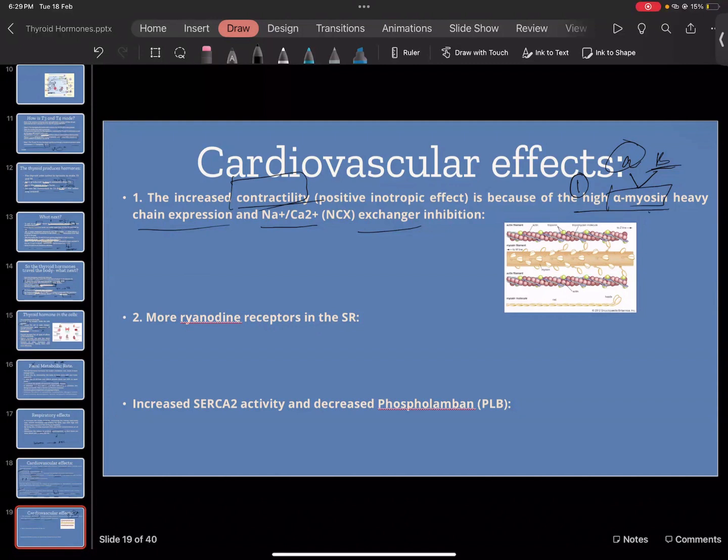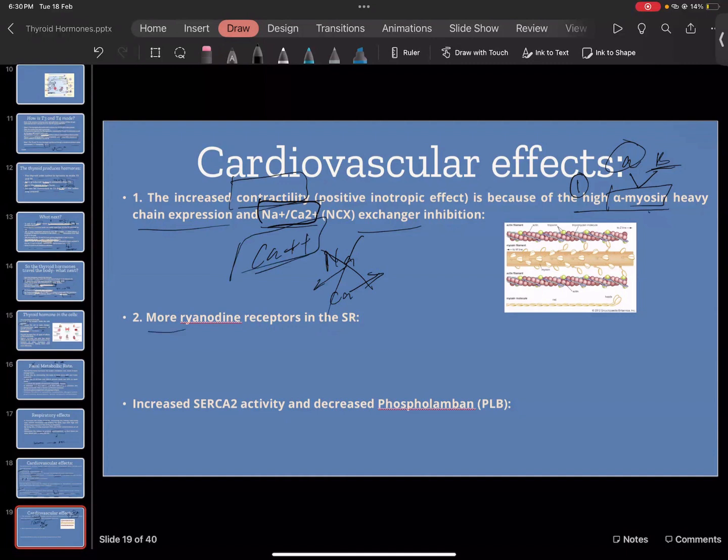Okay. So for the sodium calcium exchanger, I hope you guys remember that calcium inside of the cardiac muscle causes the contraction of the muscle. Okay. So we need calcium for the contraction. The sodium calcium exchanger basically brings one sodium inside of the cell and takes calcium outside of the cell. So if it's stopped, if it's inhibited, then the calcium accumulates in the cell and you have a stronger contraction, and it happens in a shorter amount of time. So it's more effective, basically.